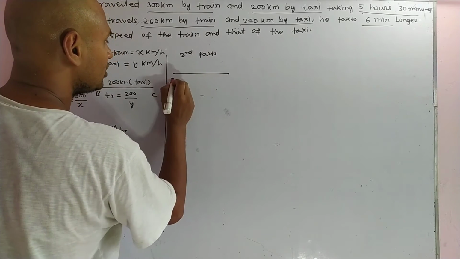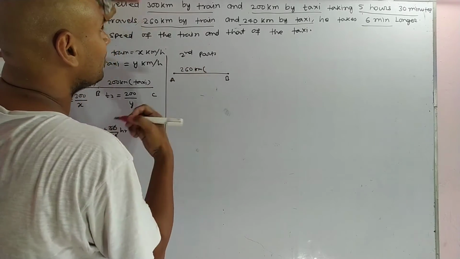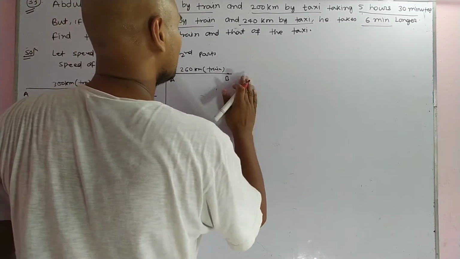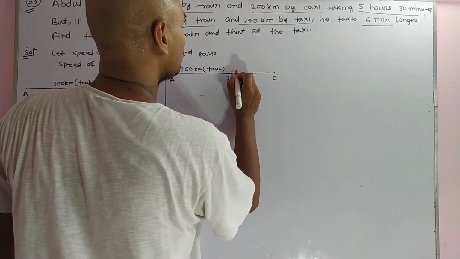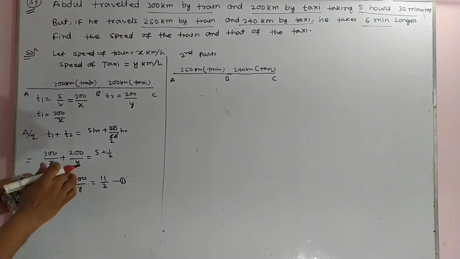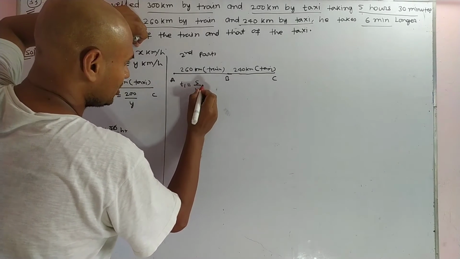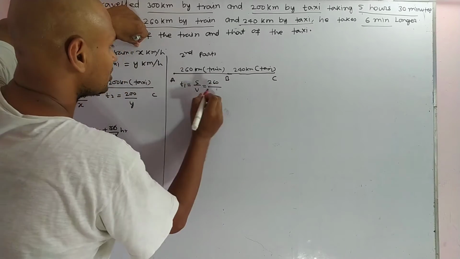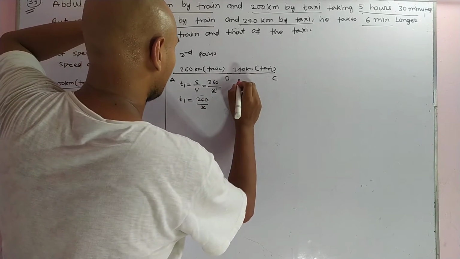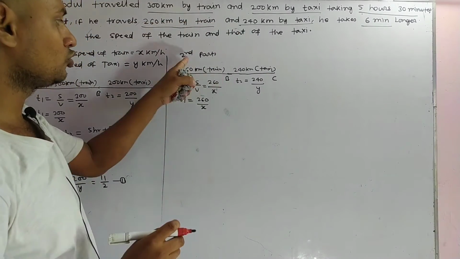From A to B in the second part, it takes 260 kilometer by train, and from B to C the distance is 240 kilometer by taxi. We already assumed that the speed of the train is x kilometer per hour. So t1 becomes distance by speed, 260 upon x. In the second part, t2 is 240 upon y.